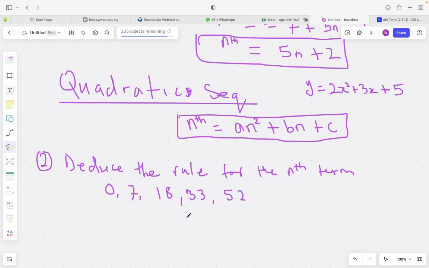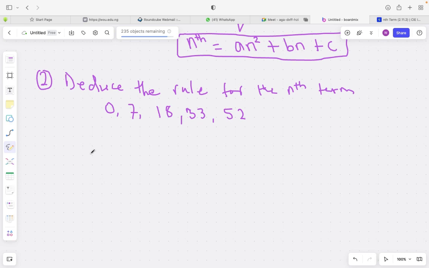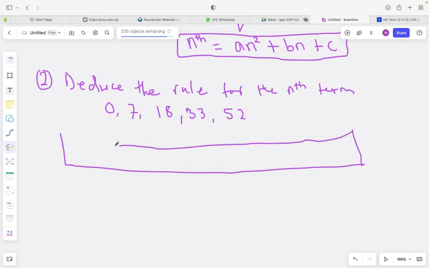It keeps increasing. So you can see when you find the first difference, you don't get the same thing. It's only when you get the second one, you get the same, then you know this is a quadratic sequence. Now let's show it in a table. It will be clearer when you see it in a table. Okay, let's have a table to expatiate on that.